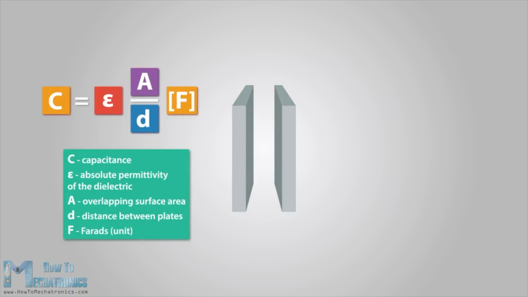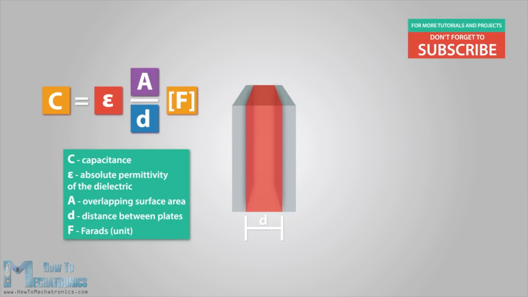The capacitance of a capacitor, measured in farads, is directly proportional to the surface area of the two plates, as well as the permittivity of the dielectric, while the smaller the distance between the plates, the greater the capacitance. That being said, now let's take a look at how a capacitor works.